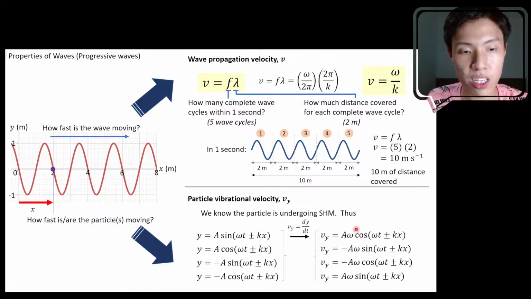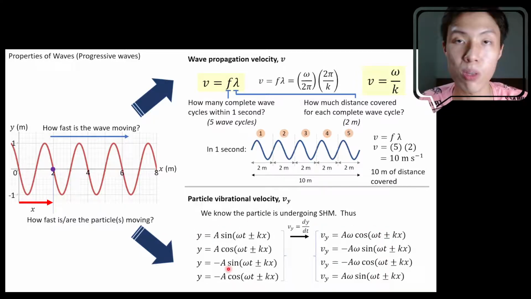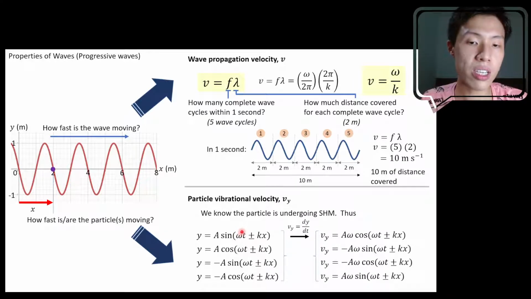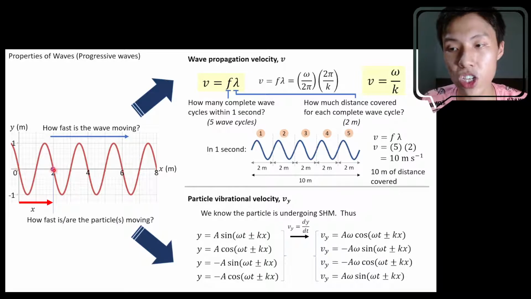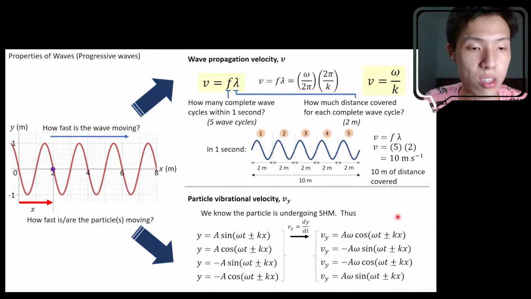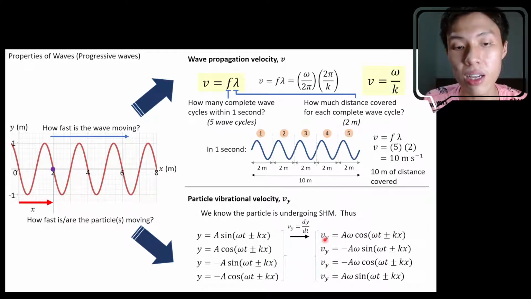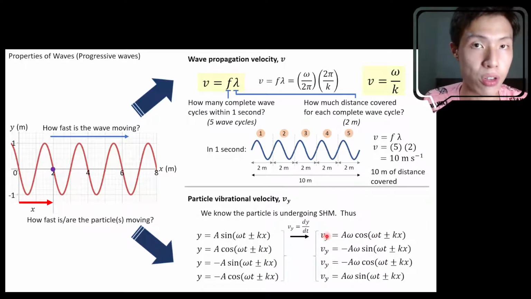Okay, so this one is not fixed. It depends on what your displacement equation is. Okay, so this is one way of determining the vibrational velocity of a particle. We specify a location, we specify at which particular moment. So we substitute in the x, we substitute in the t, then we get the particle vibrational velocity.